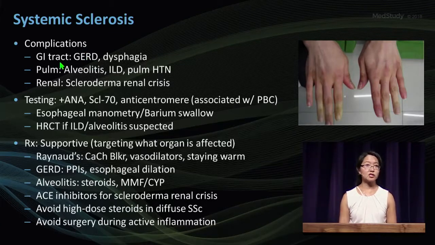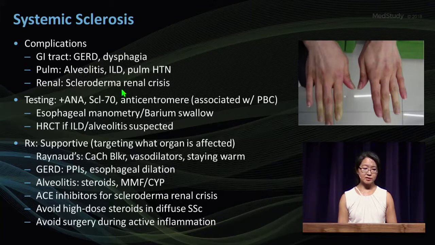If it's affecting the GI tract, these patients can present with reflux, dysphagia, and usually what we do is we send them to get esophageal dilation evaluation from the GI specialist. If they have lung involvement, I'd mentioned pulmonary hypertension, ILD, but also these patients can present with alveolitis, and alveolitis portends a poor prognosis. This is where we want to be very aggressive and treat. Their kidneys can be affected.